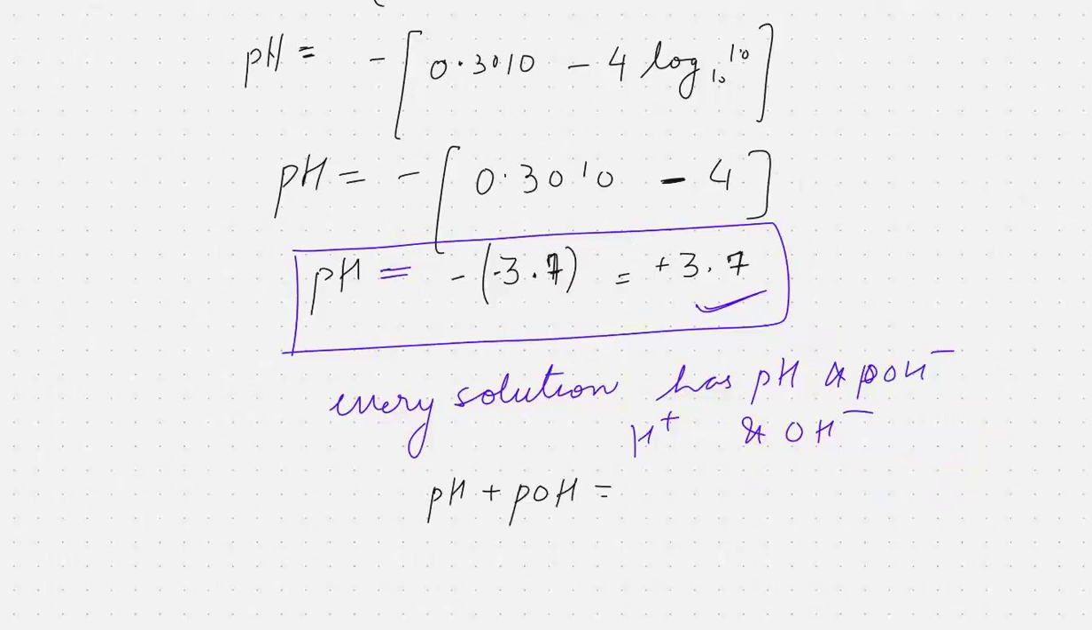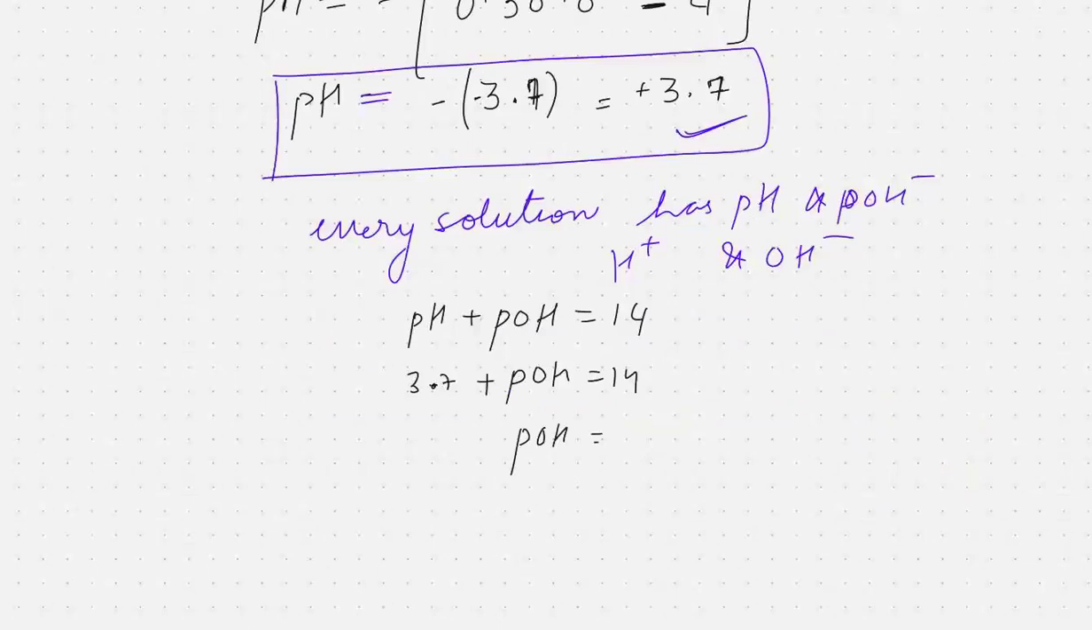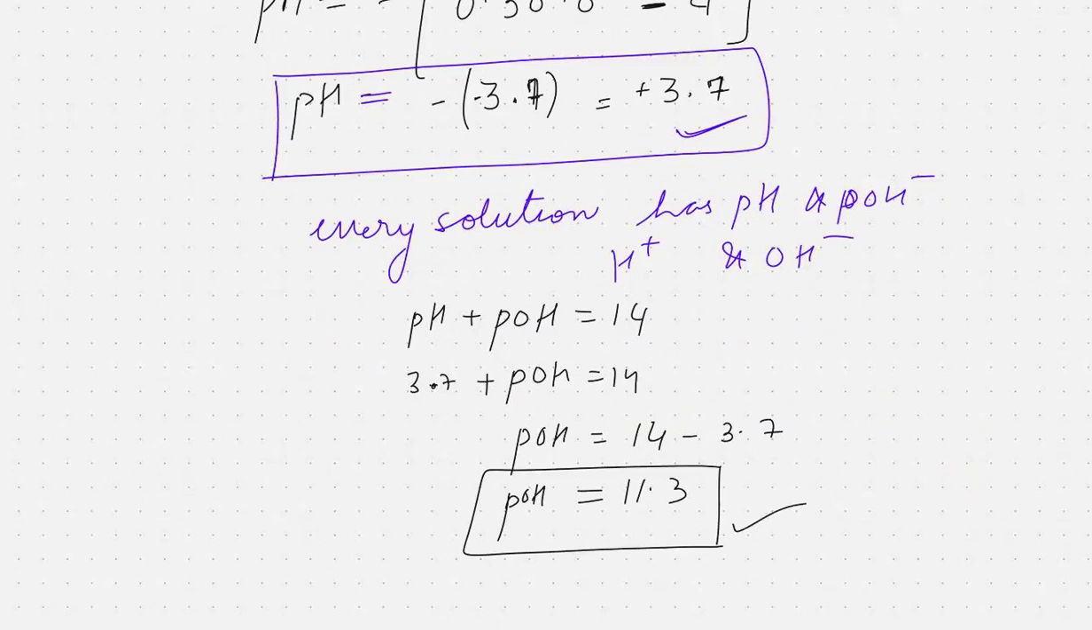So pOH here is going to be 14 minus 3.7. And that's going to be 10.3. Got the point? So you have to remember this formula that pH and pOH is definitely going to add up to 14. Understood?